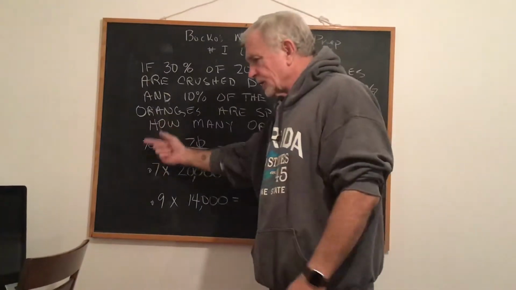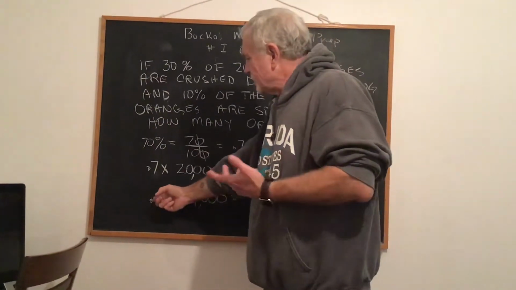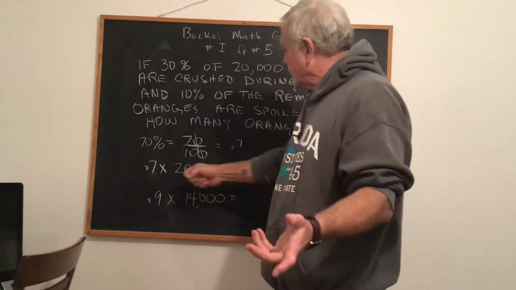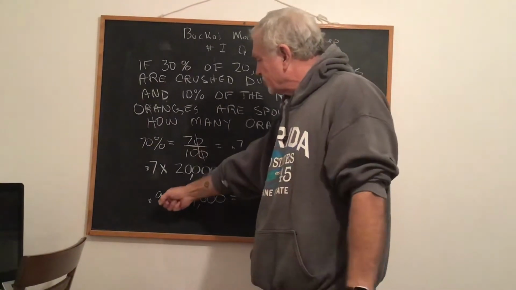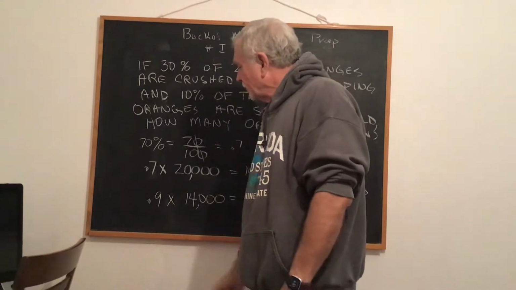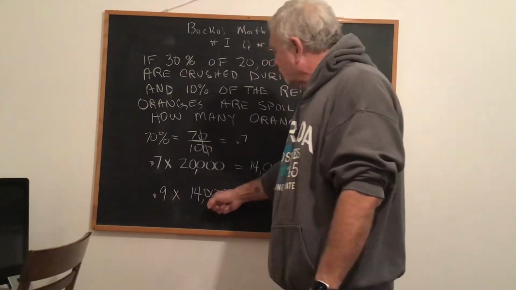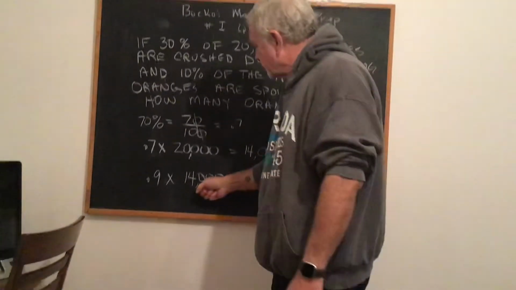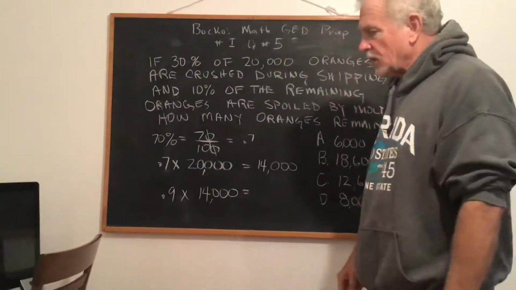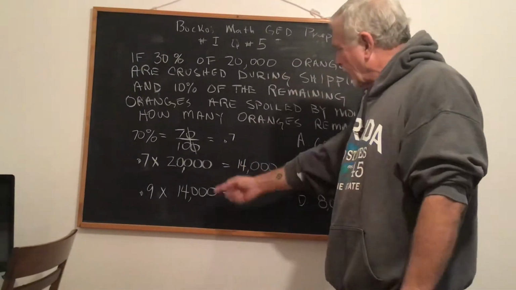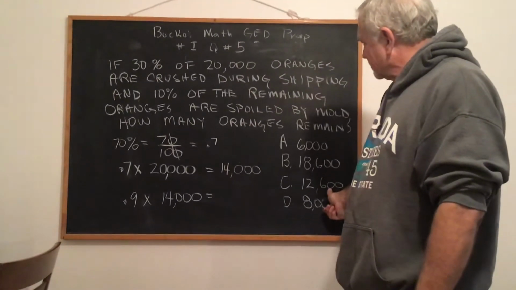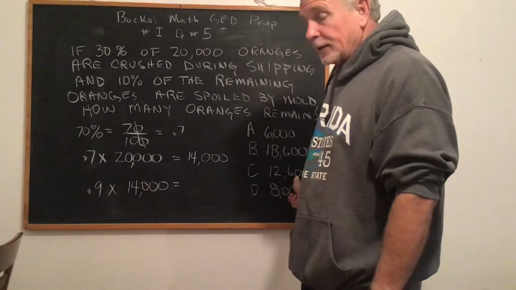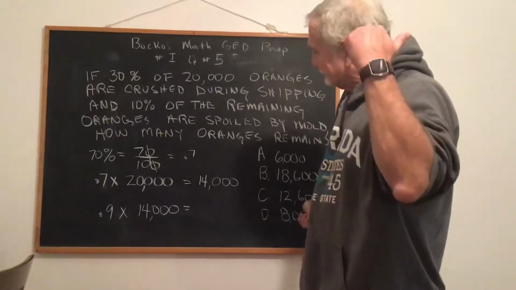So instead of saying 90%, I'm going to say 0.9. We're going to do the same thing we did with the 70%, with the 90%, and call it 0.9. And 0.9 times 14,000, which is the oranges that remained after the first loss. And when you crunch those numbers, you wind up with this number right here. 12,600 oranges are remaining. Bingo.